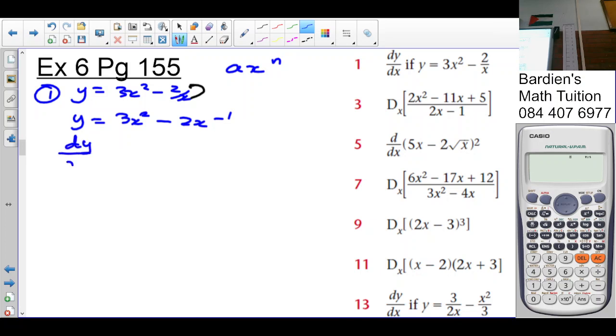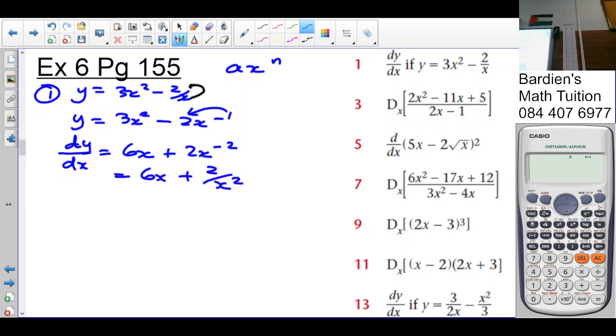dy over dx is equal to 6x plus 2x minus 2. Yes. Must the answer be, the exponent must be positive? Did I say? Yes. Okay. So I'll probably forget sometimes. Just remind me the exponent must be positive. So it's going to be 6x plus 2 over x.